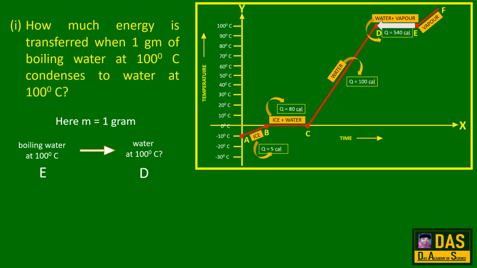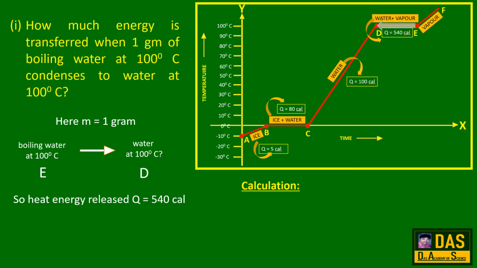By previous discussion, we know that if the conversion is from D to E, heat is absorbed, but the conversion is from E to D, so heat is released. And how much heat is released is 540 calories for 1 gram of water. So, here the answer is heat energy released Q equal to 540 calories.